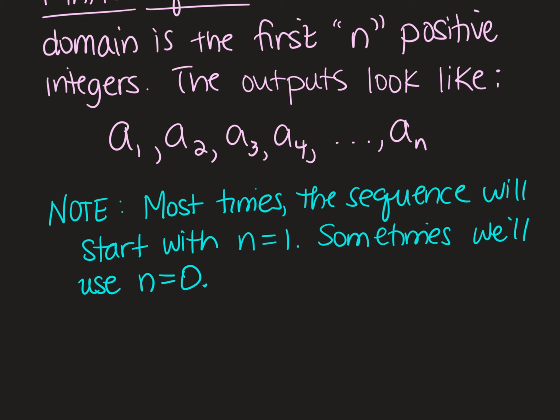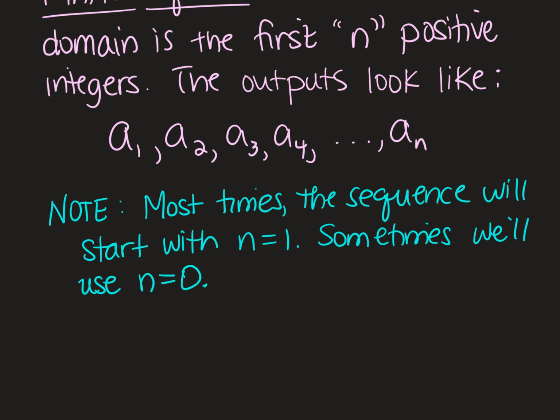And that seems like kind of a weird thing to say. But I might say, hey, for this sequence, I want us to start out with our beginning term as the 0 term. That would just mean plug in 0 for n. But most of the time, we're going to see that first term as being n equals 1. We'll just say term 1, term 2, term 3, and so on.